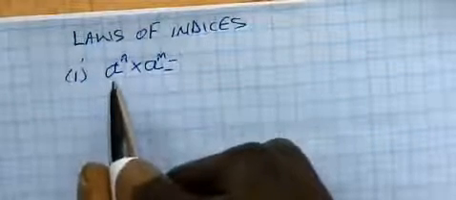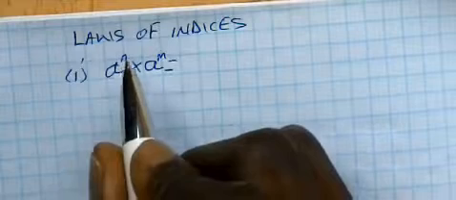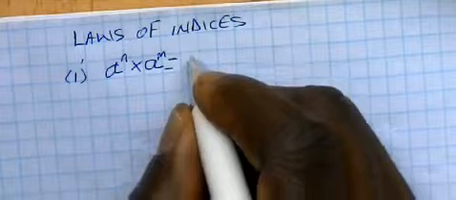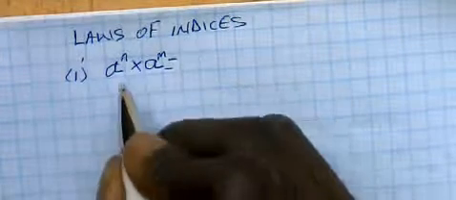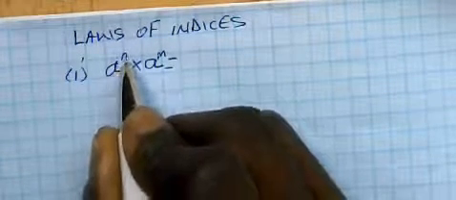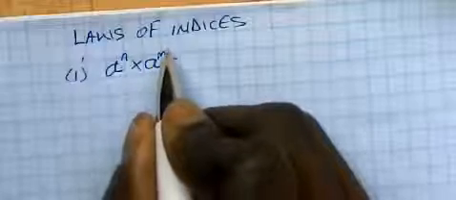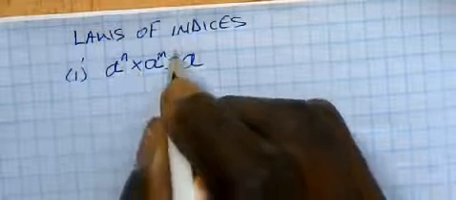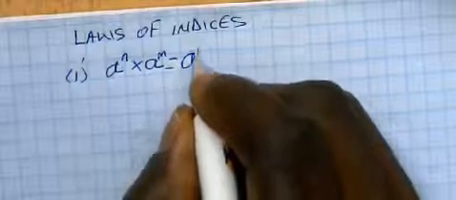Now if you have two numbers, a to power n multiplied by a to power m, it is the same as you take one of the bases. These are bases. This is base, this is power, this is base, and this is power. It is the same as you take one base and you add the powers. When the sign is multiplication here, you just add the powers, so you get a to power n plus m.